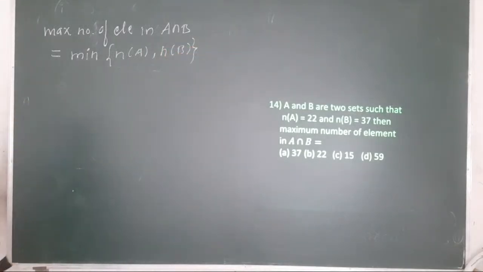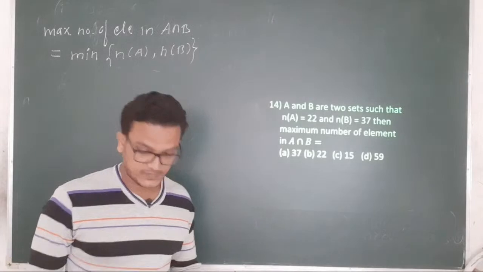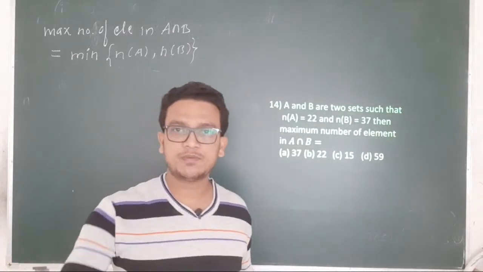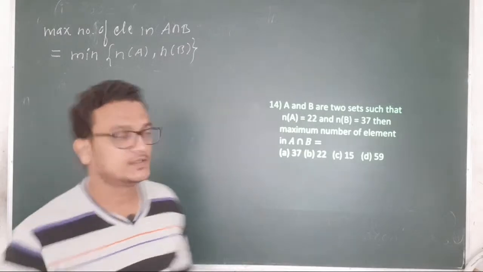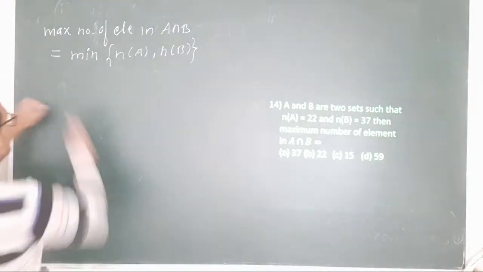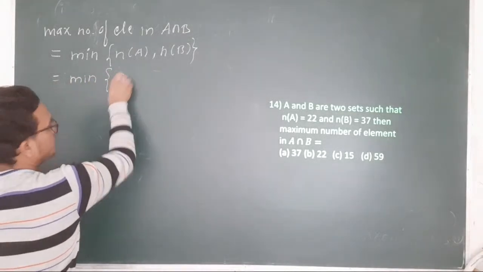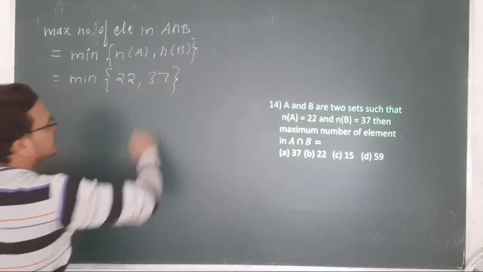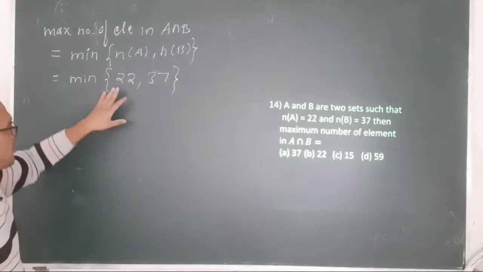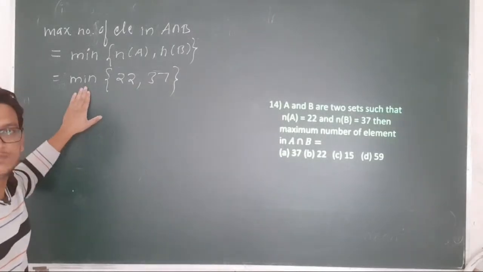Minimum of n(A), n(B). Because intersection means what? Intersection means always minimum, and union means maximum. So here you have to put the values now. Minimum of n(A) is how much? 22. n(B) is how much? 37. Now among these 22 and 37 you have to find the minimum value.